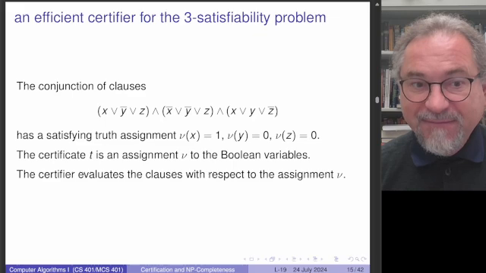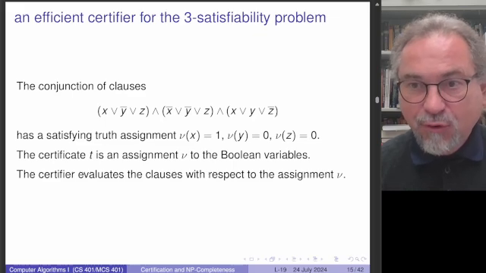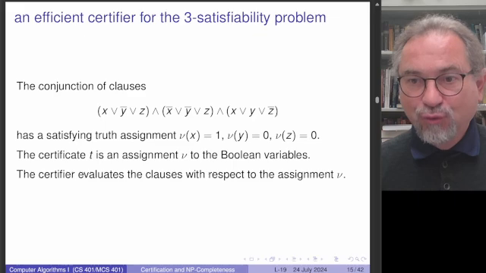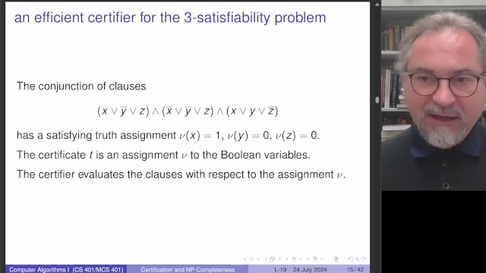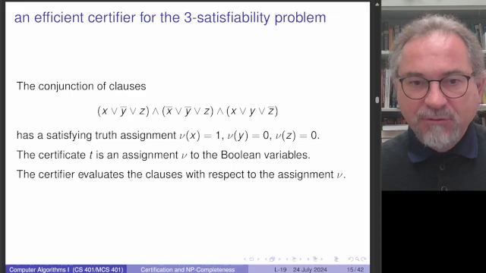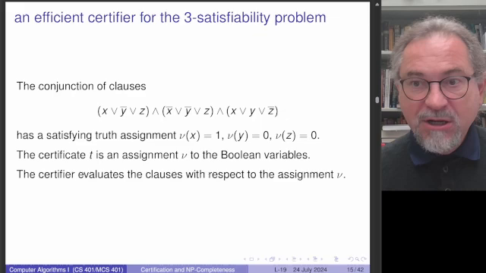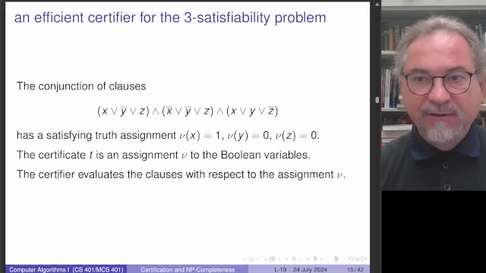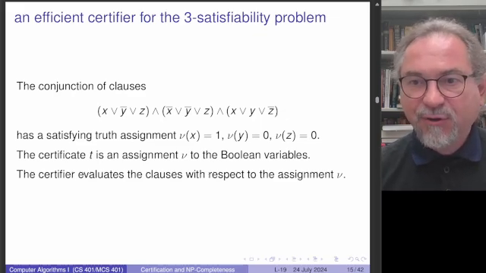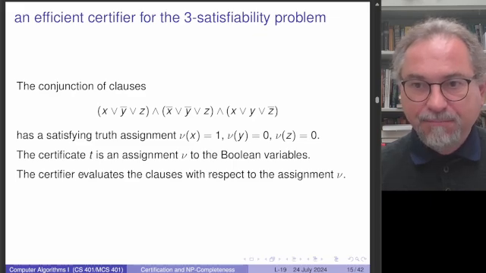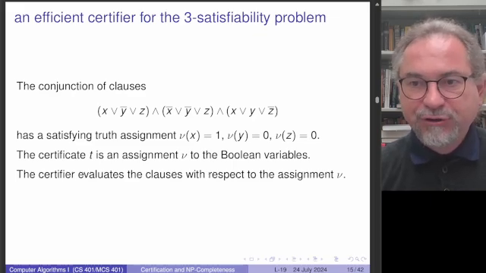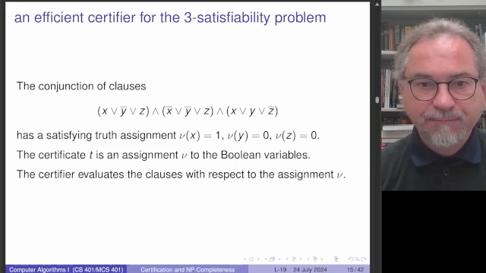And we will just compute modulo 2, doing the negation, the addition, the multiplication, and this can all be done very efficiently, linearly in the size of your Boolean expression, which represents the conjunction.